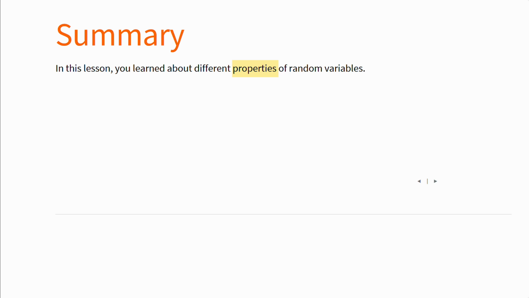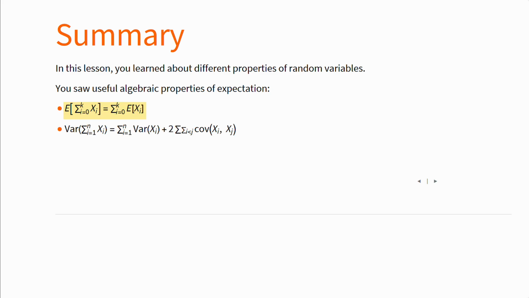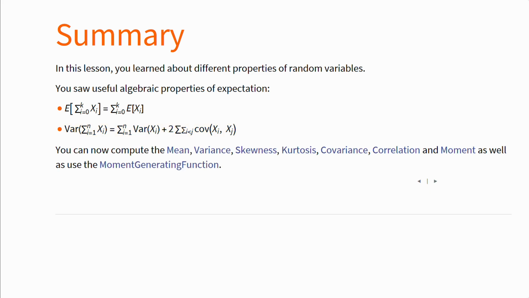So in this lesson, you learned about different properties of random variables. You also saw useful algebraic properties of expectation. Most significantly, the expectation of sums and the variance of sums. You should now be able to compute and interpret mean, variance, skewness, kurtosis, covariance, correlation, moments, and you'd be able to use the moment generating function. This lesson helped you to get an understanding of random variables through theory. But the next lesson will complete your understanding practically.